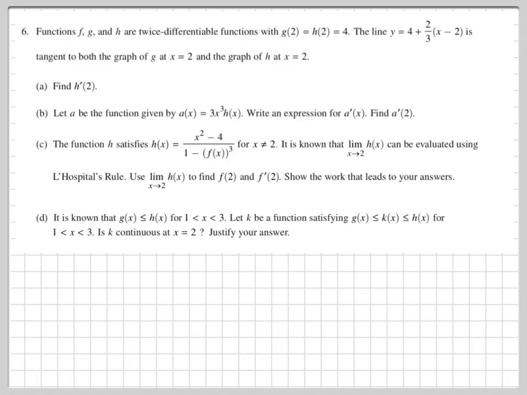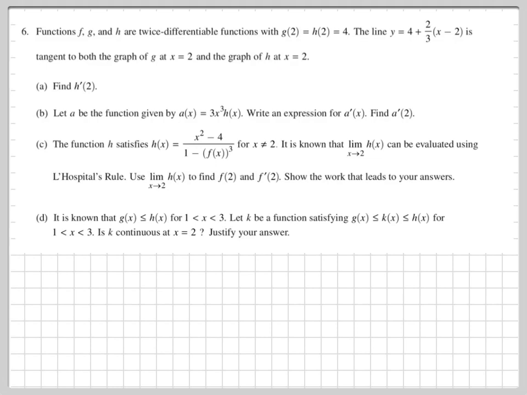Number 6, 2019. Okay, so the functions f, g, and h are twice differentiable functions. With this information, g of 2 and h of 2 both equal 4. The line y equals, so this is tangent to both the graph of g at x equals 2 and h at x equals 2.